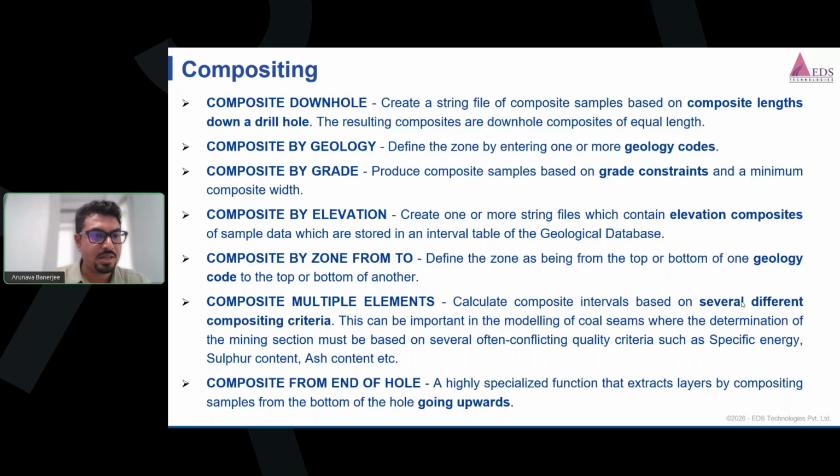Then the next one is the composite by geology. Based on the geological code, we can assign the geology, suppose steel gray hematite, blue gray hematite, blue dust, BHQ, BHJ. Litho-wise, we can create the composite file. Then grade-wise compositing is grade constant: high grade, low grade, medium grade. Based on our target grade, we can create the composite and then start to estimate. In that case, we can avoid the dilution of the grade.